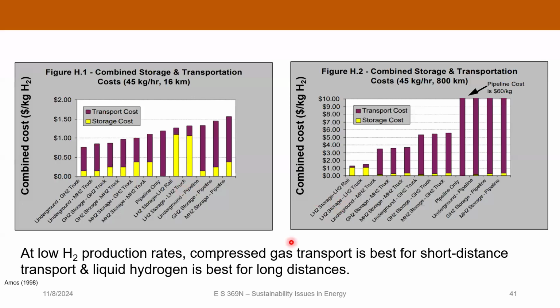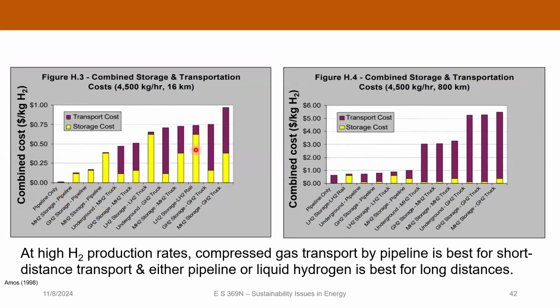So I guess the upshot here is that for longer distance transportation, storing it in liquefied form and then moving it by rail or by truck turns out to be the cheapest option. Whereas for short distance transport, storing it underground and then transporting it by truck as a gas phase is the cheapest option. So there are all kinds of trade-offs here depending on how fast you're producing the hydrogen and how far you're moving it.